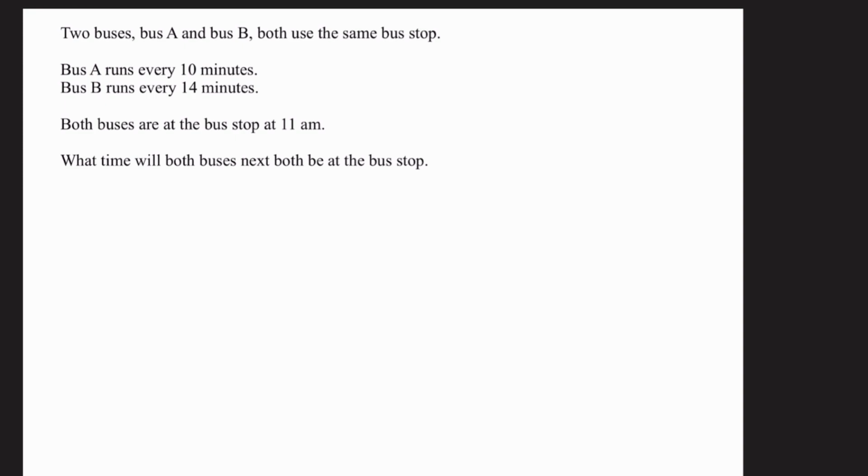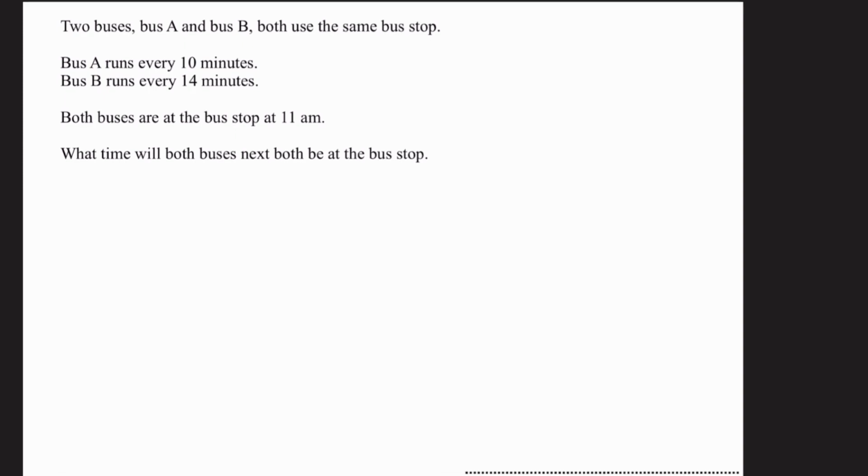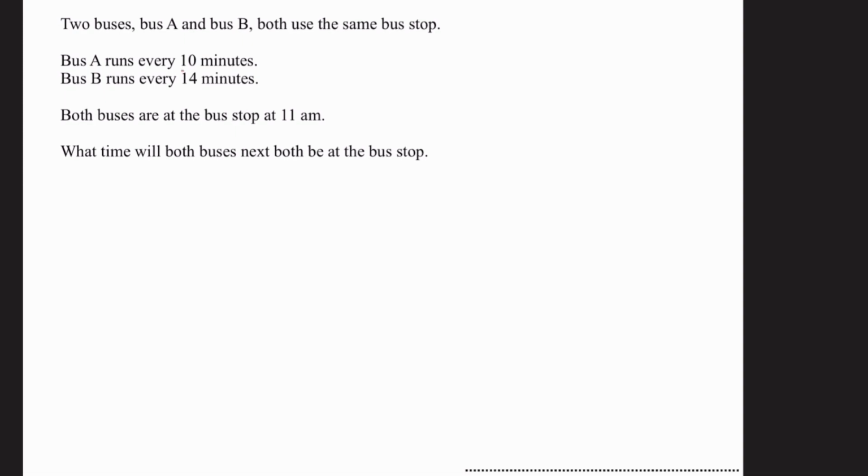Now, moving on to the next question. This question is very similar to the first question. However, we've got different numbers. We've got 10 and 14. It says two buses, bus A and B, both use the same bus stop. But bus A runs every 10 minutes and bus B runs every 14 minutes. Both buses are at the bus stop at 11 a.m. What time will both buses next be at the bus stop?